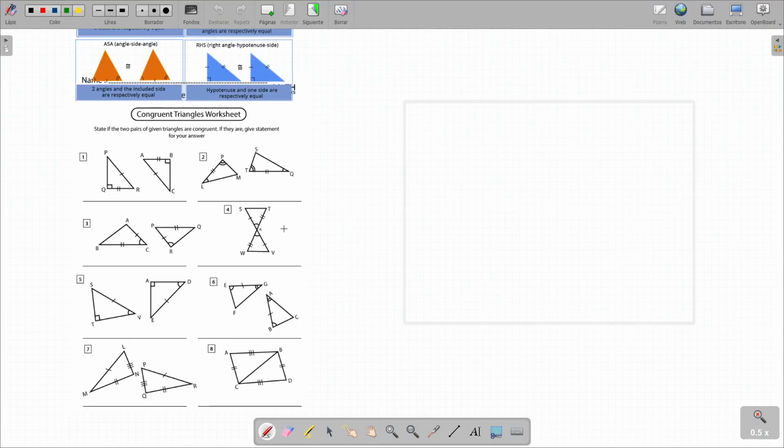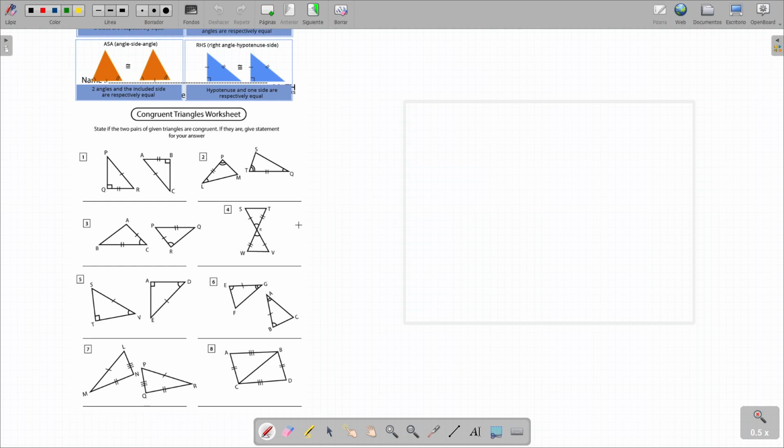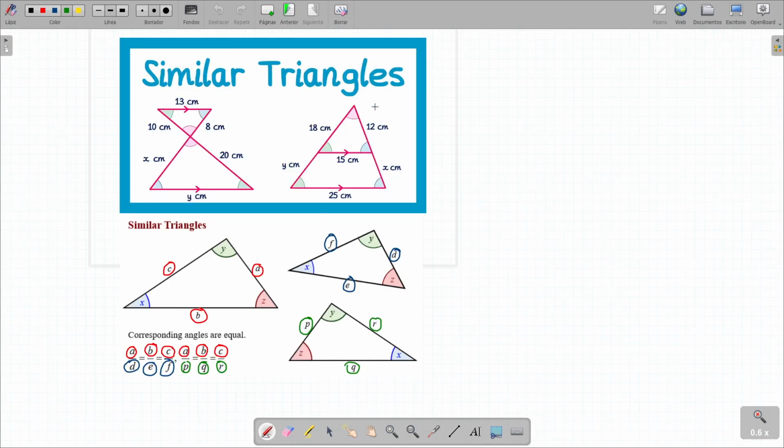Today we are going to make a review of all the properties and all the lessons that we have been doing this second part of the second trimester. We are going to review a little bit about the congruent triangles, similar triangles, or similar shapes in general.